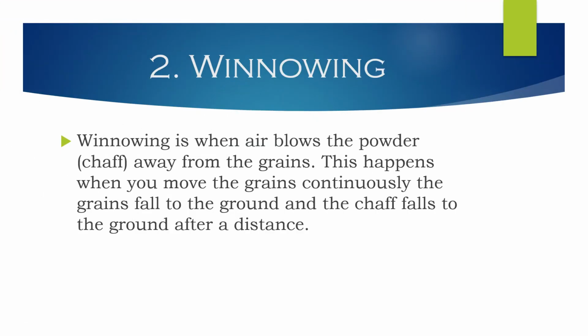The second way of separation we will be learning about is winnowing. Winnowing is where air blows the powder chaff away from the grains. This happens when you move the grains continuously. The grains fall to the ground and the chaff falls to the ground after a distance. This is because the chaff is lighter. The air blows the chaff away, and it lands at a distance apart from the grains.